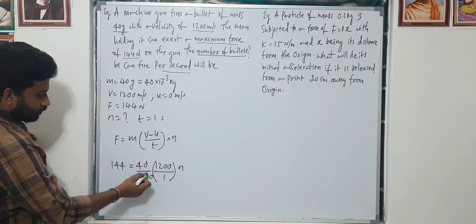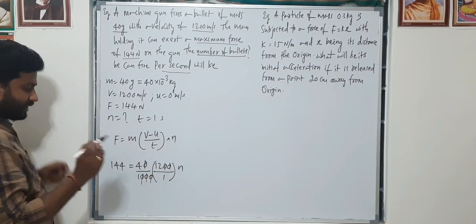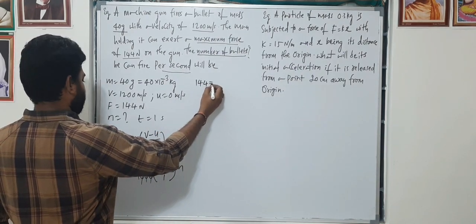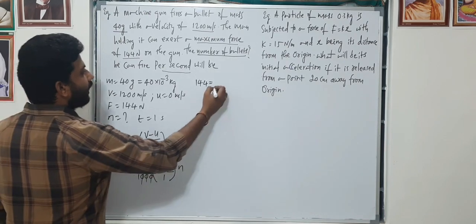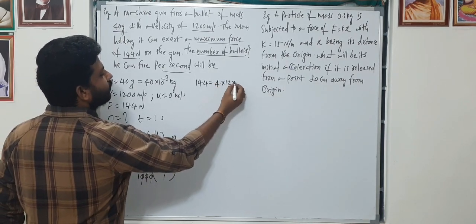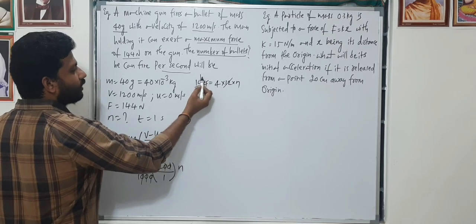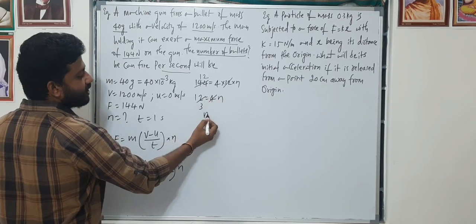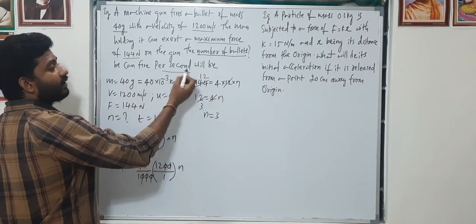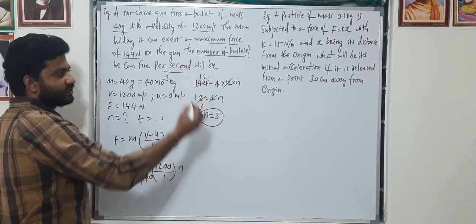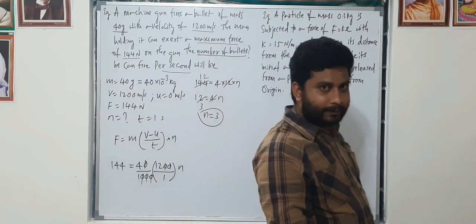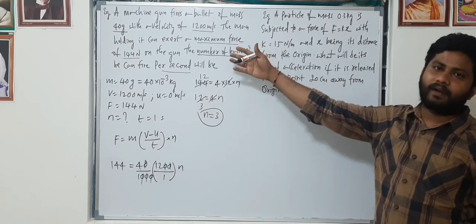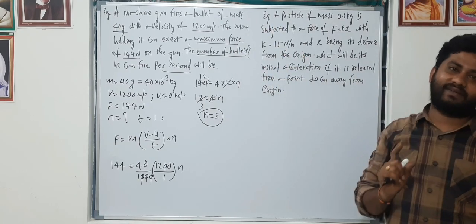Alright? So the 1, 2, 3 cancel. What remains here? It's 144 is equal to 4 into 12 into n. So this is 12, and 12 fours are 48... 12 threes are 144. Clear? So 12 is equal to 4 into n, so n is 3. See how many bullets he can fire per second: 3 bullets the person can fire per second. Okay, so this is the commonly asked question, the basics of your 11th standard, right?